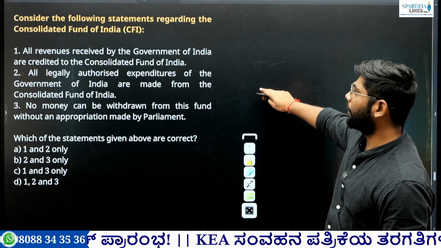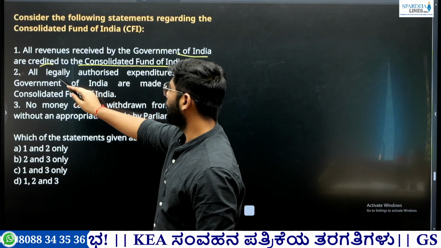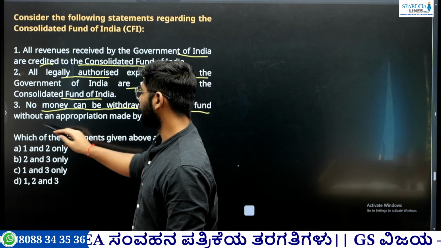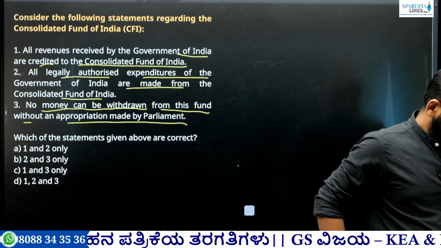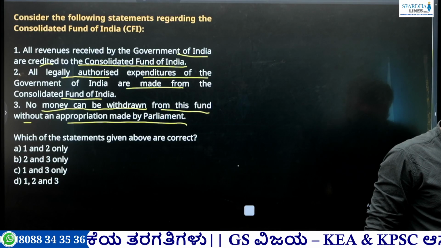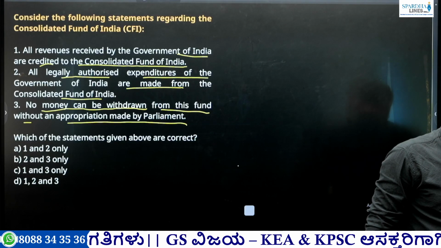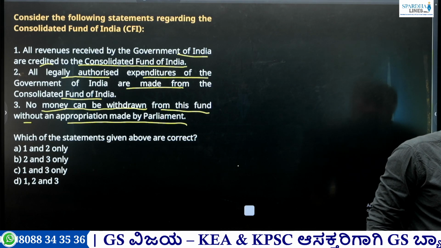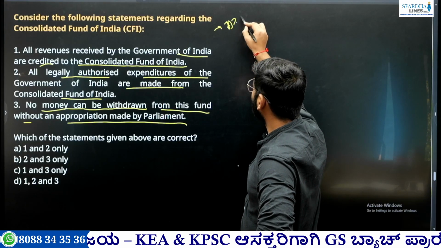Next we'll go, it is about the Consolidated Fund of India. So the first statement says that all revenue received by the government of India is credited to the Consolidated Fund of India. Then all legally authorized expenditure of the government of India is made from the Consolidated Fund. Then no money can be withdrawn from this fund without appropriation made by law, by the Parliament.